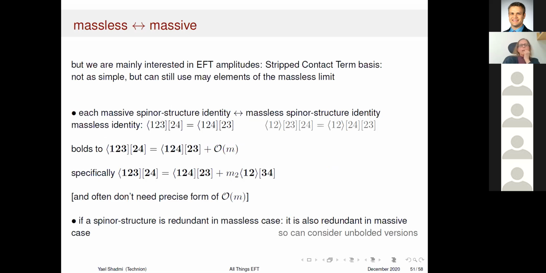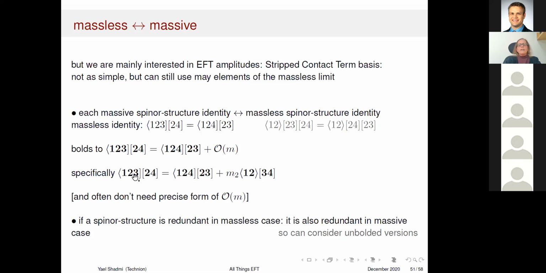So far I talked about the spinor structure basis, but as we said, we're mainly interested in EFT amplitudes, so we need the stripped contact term basis. In this case, it's not as simple. We can't just start from the massless case and bold it, but we can still use many elements of the massless limit. One thing that's very useful here is that each massive spinor structure identity comes from a massless spinor structure identity. For example, here is a massless identity. You can get it very simply by noticing that this 1, 2, 3 structure can be written like this, and then using some identity. This is an identity between two massless structures, and its massive or bolded version is just this. So it holds when you bold the identity, up to some mass corrections.